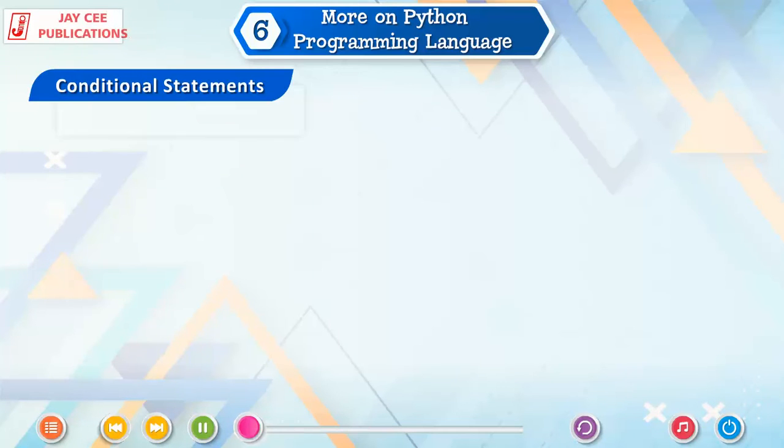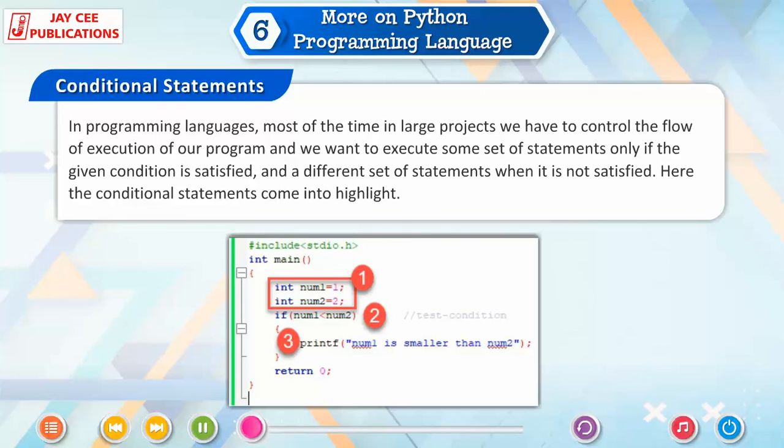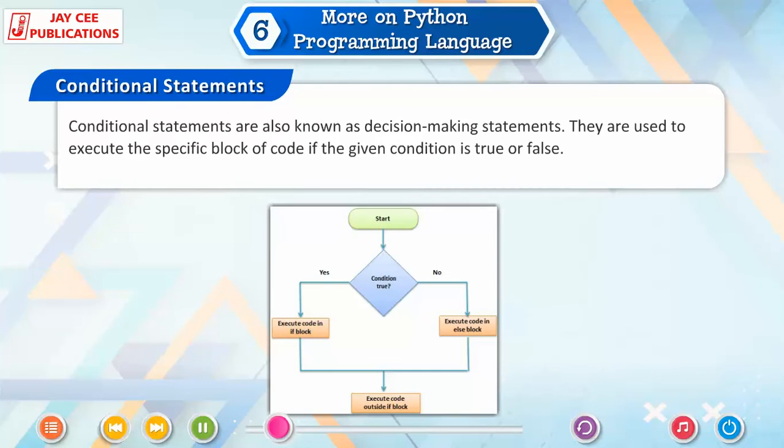Conditional statements. In programming languages, most of the time in large projects, we have to control the flow of execution of our program, and we want to execute some set of statements only if the given condition is satisfied, and a different set of statements when it is not satisfied. Here the conditional statements come into highlight. Conditional statements are also known as decision-making statements. They are used to execute the specific block of code if the given condition is true or false.